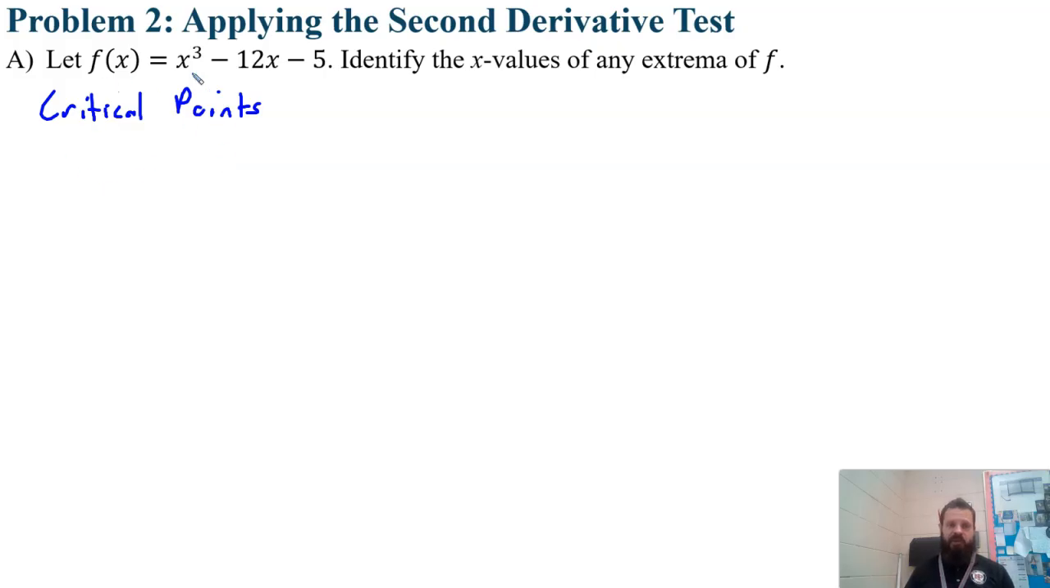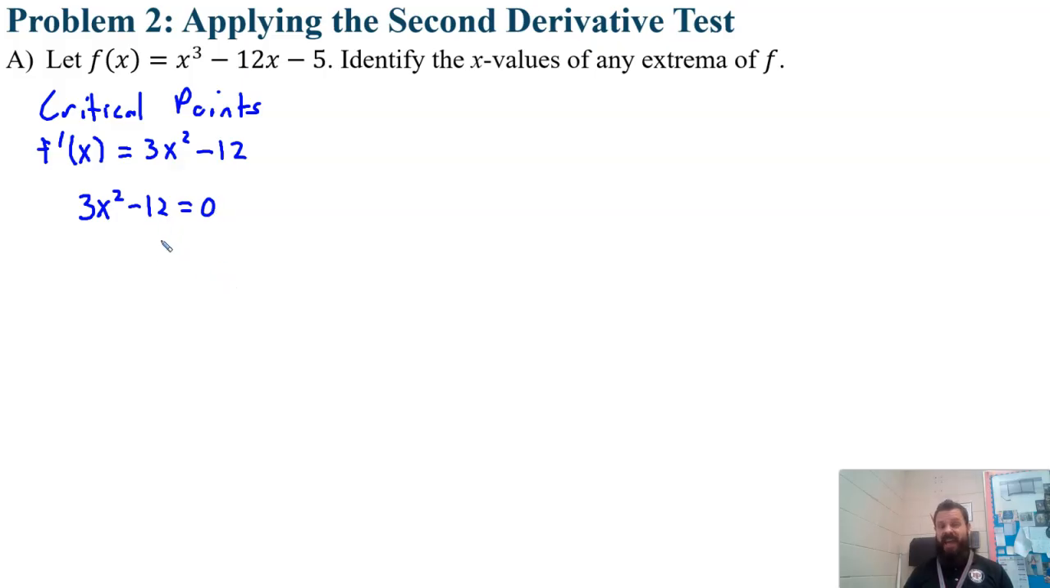So let's find the first derivative of our f. F prime of x will be equal to 3x squared minus 12. And that's it for this one. Pretty straightforward. Let's figure out where that derivative is equal to 0. That's going to be when our 3x squared minus 12 equals 0.